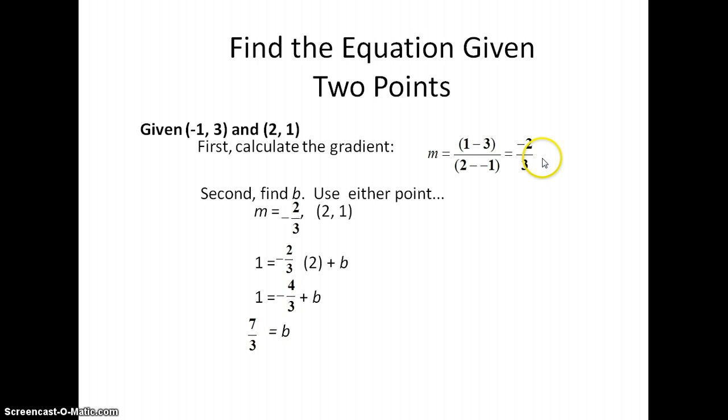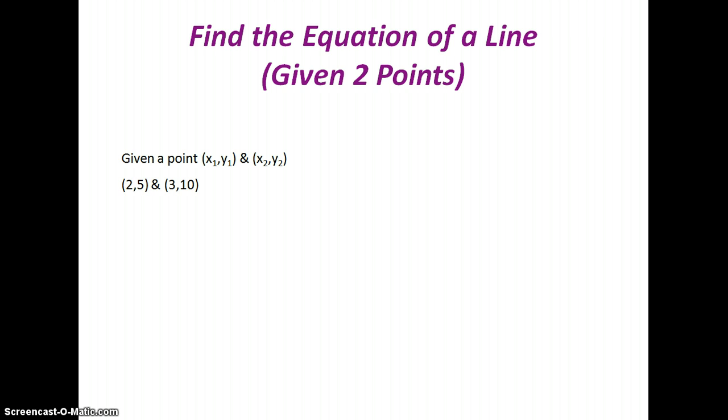Then, using y = mx + c, by rewriting it, you will have y = -2/3 x + 7/3, which is your gradient and your y-intercept. Okay, another example. Given 2 points, (2, 5) and (3, 10).